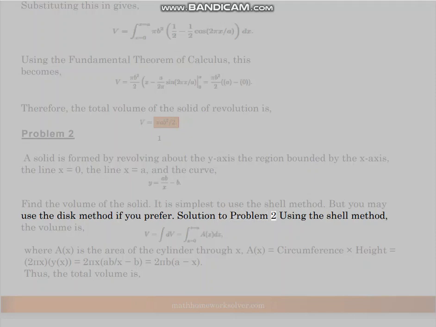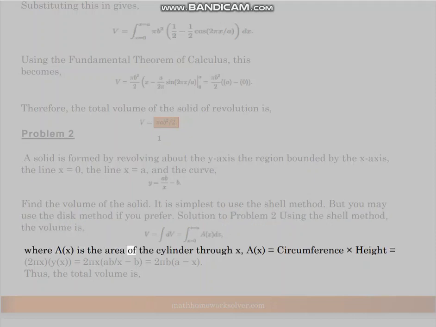Solution to problem 2 using the shell method. The volume is the integral of A(x), where A(x) is the area of the cylinder through x. A(x) equals circumference times height equals 2 pi x times y(x), equals 2 pi x (e^(b/x) minus b), equals 2 pi b (a minus x). Thus, the total volume is.